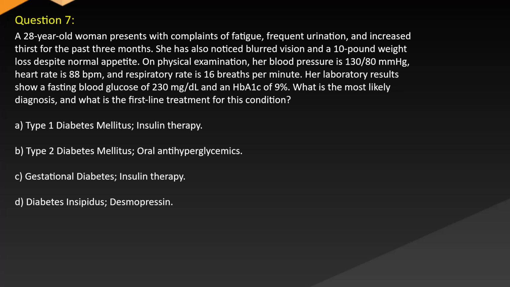What is the most likely diagnosis and what is the first-line treatment for this condition? A. Type 1 diabetes mellitus, insulin therapy. B. Type 2 diabetes mellitus, oral antihyperglycemics. C. Gestational diabetes, insulin therapy. D. Diabetes insipidus, desmopressin.